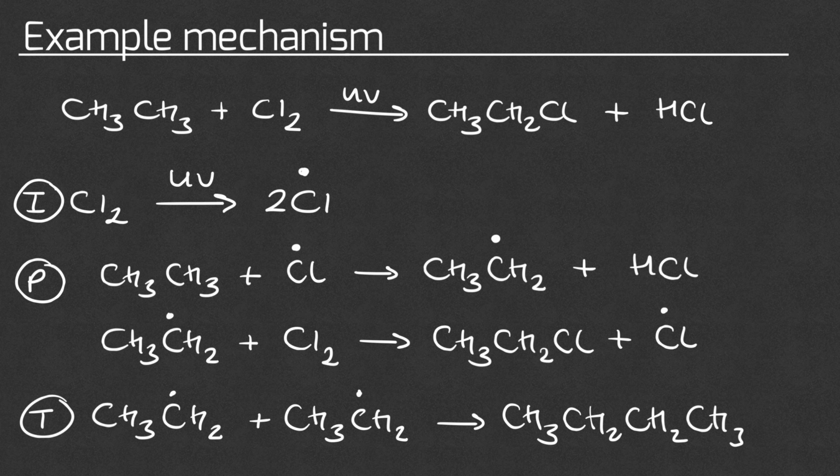And the termination step could be two different alkyl radicals coming together to make a different alkane. In this case, two ethyl radicals reacting together to make butane.